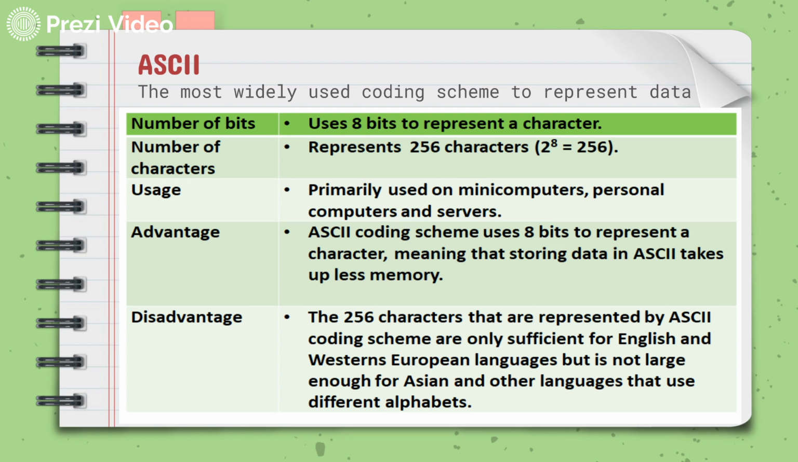The advantage of ASCII is that it takes less memory to represent data. But the disadvantage is that it is only sufficient for English and Western European languages, but not large enough for Asian and other languages that use different alphabets, such as Korean, Arabic, or Chinese characters.